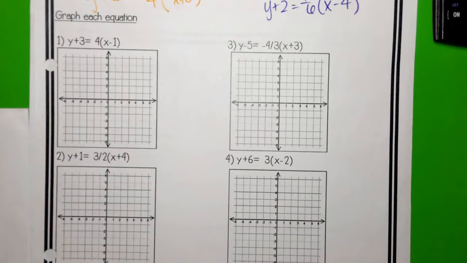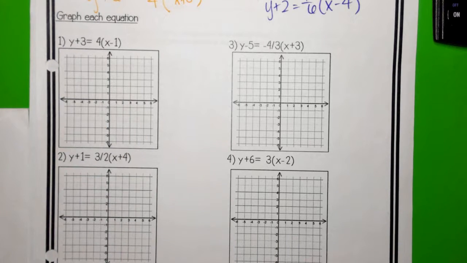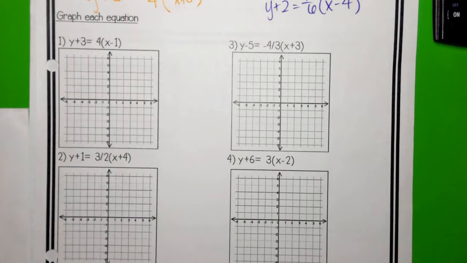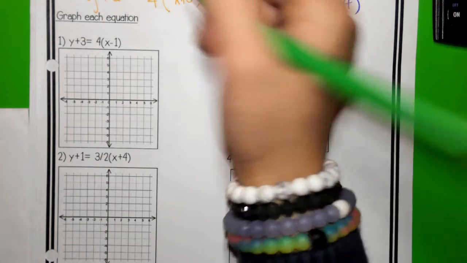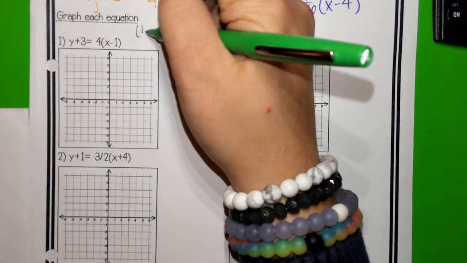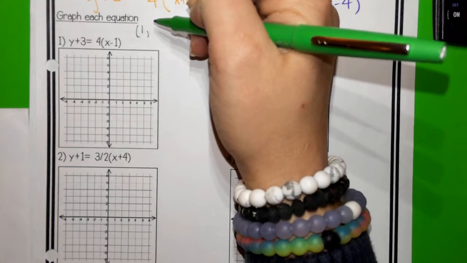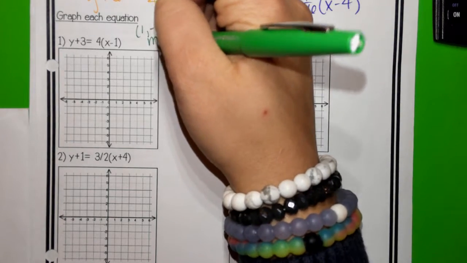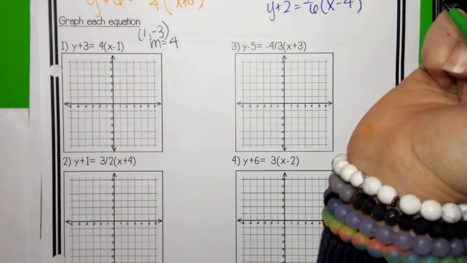All right, so for number 1, who thinks that they can tell me what the point is for number 1? You have to tell me the point and the slope to get your point for this. All right, y'all trying again? Okay. Tell me. What's your point? Positive 1 and negative 3. And what's your slope? That's 4. Fantastic. Do we agree or disagree?